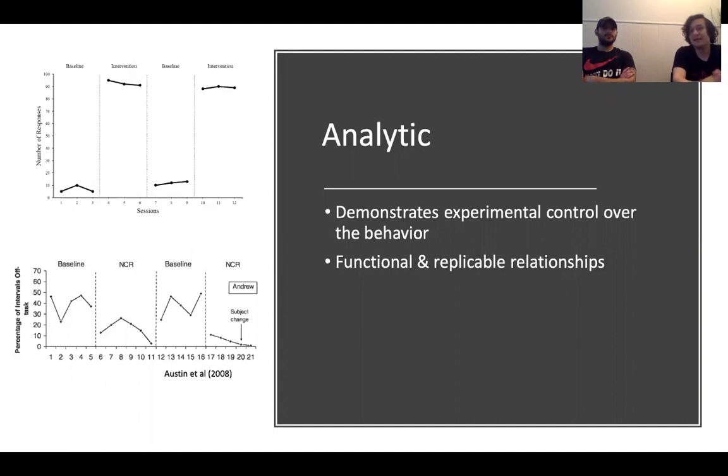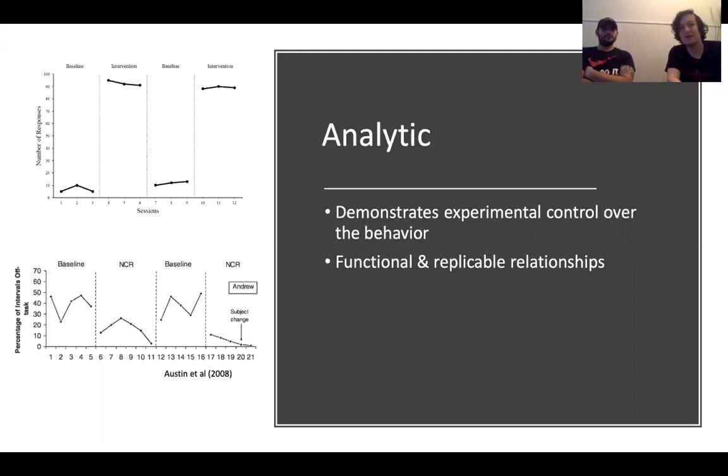And this is asking the question, are we sure that we are influencing the change, or is it something else, right? So are we demonstrating that we have experimental control over the behavior, right? So again, going back to that ABA reversal baseline, right? Are we turning the behavior on and off? Because that would show an extreme level of control over the behavior, right?